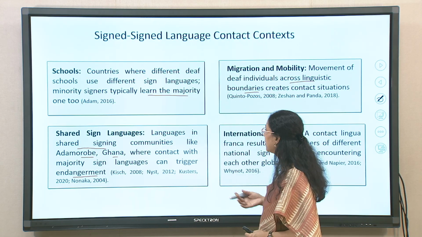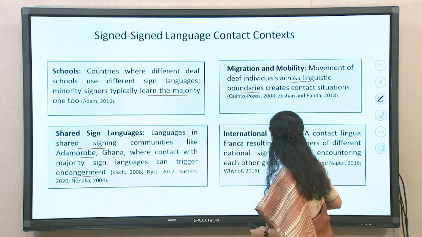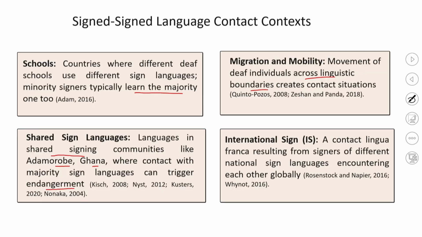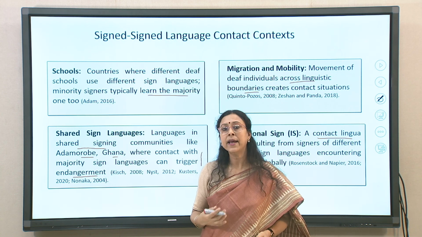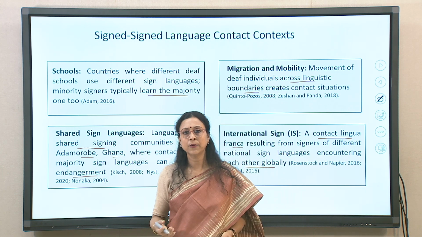So, when there are shared sign languages, and then of course, we have international sign, a contact lingua franca resulting from signers of different national sign languages encountering each other globally. So, this is the scenario at a global scale. This is at a smaller scale, at a lower local scale, and the international sign will be the situation where you have the global scale. So, all of these different contexts may result in sign and sign language contact.